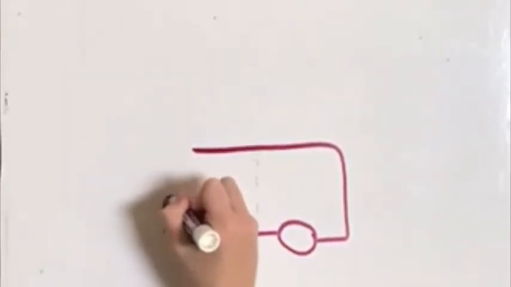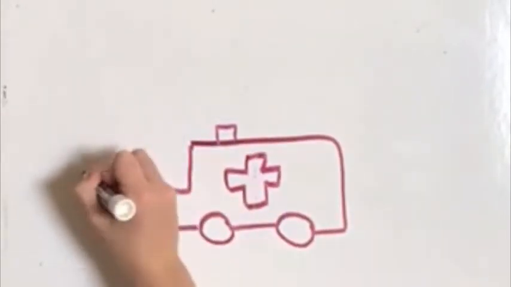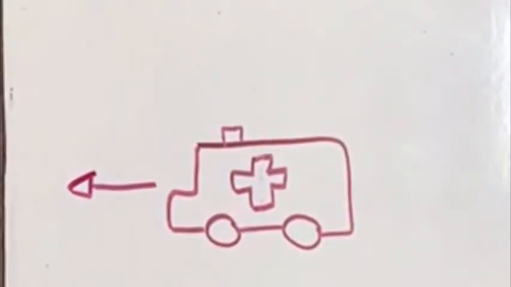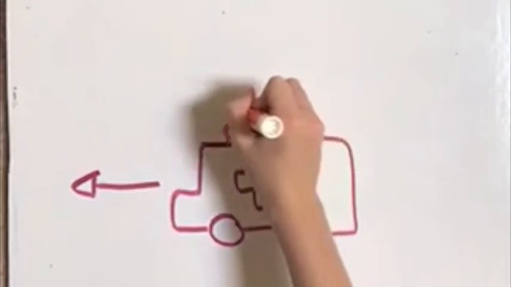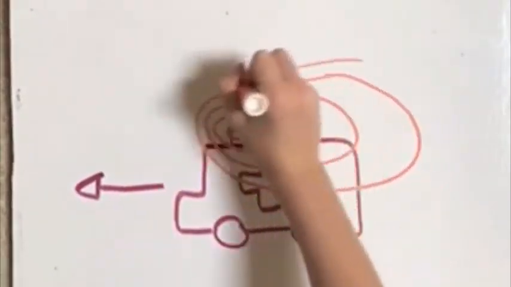So if that's what the sound waves look like when the ambulance is stationary, then what do they look like when it's moving? That's a good question. This time, let's imagine a moving ambulance and its sirens are still on. If you take a look at the sound waves, you'll notice that they are bunching up in front of the ambulance and they spread out behind it.